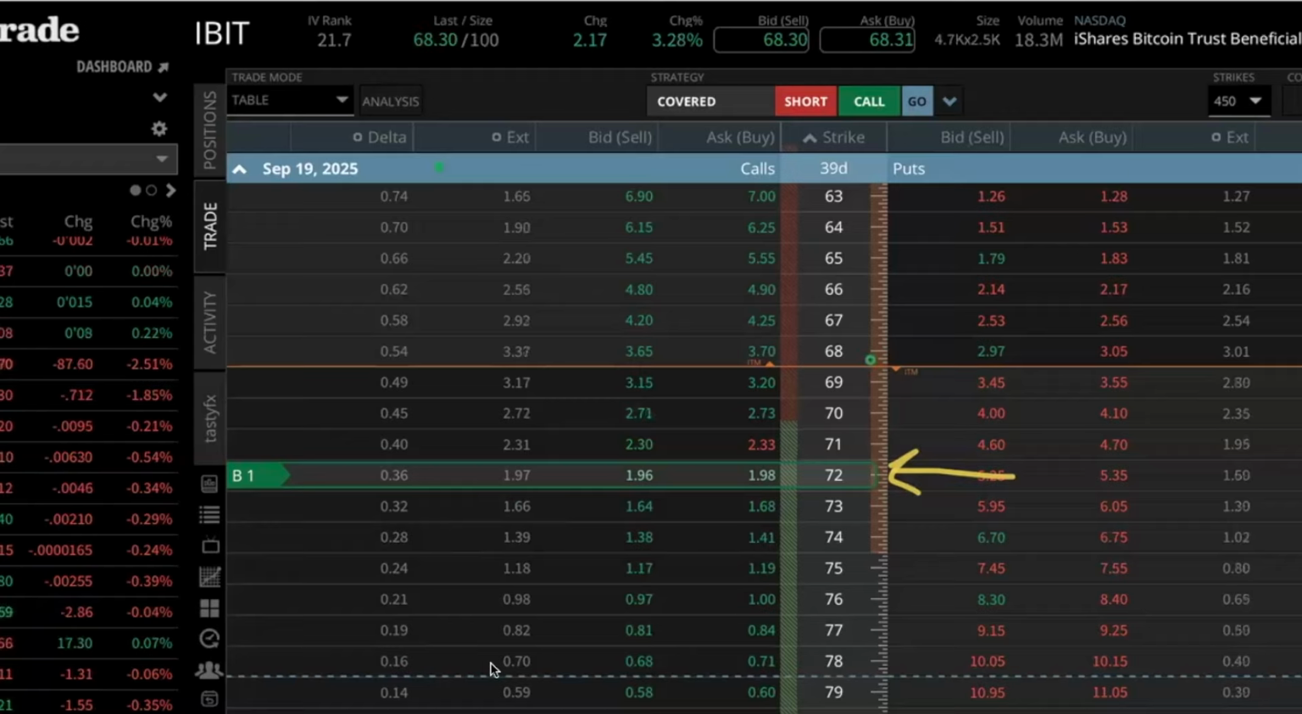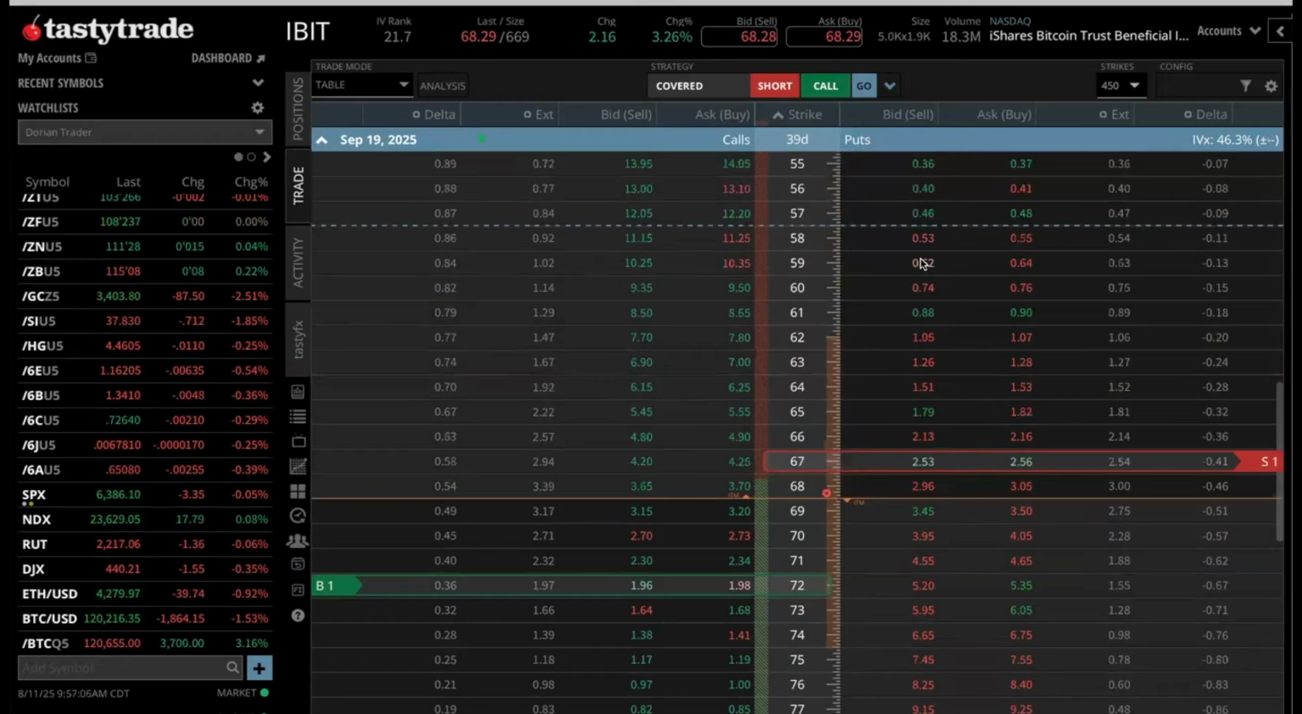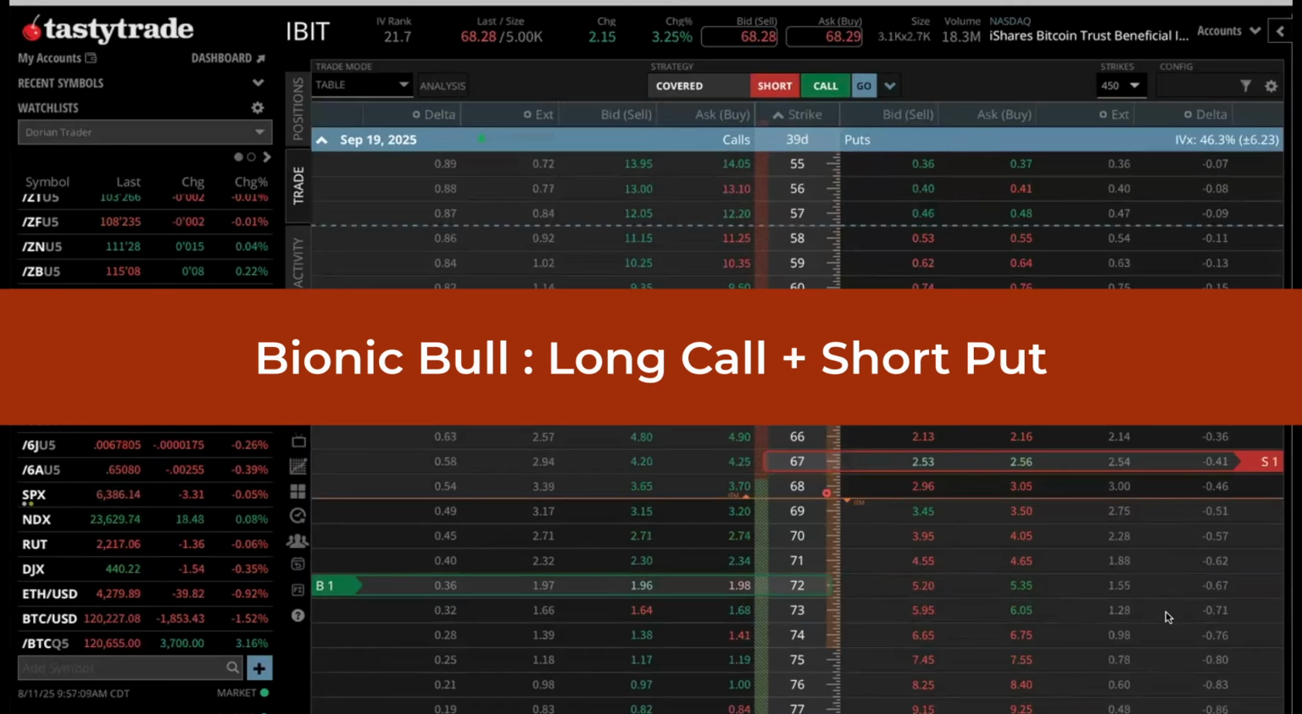Nothing goes up forever, but if it goes up a lot, you're going to be very, very happy by having a call on, because you do have unlimited upside within that time frame, that expiration, in this case, 39 days. When you sell the put, though, like we were saying before, when you do this as a Bionic Bull, you sell the put to make sure you receive a credit for the overall trade. So the Bionic Bull looks something like this.